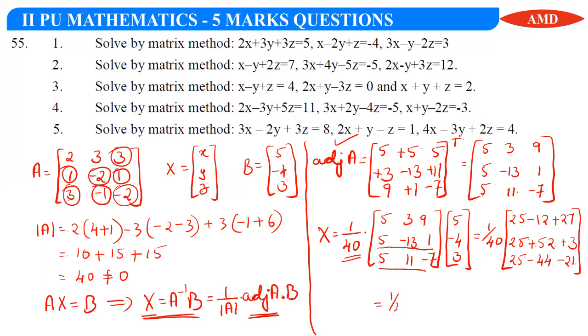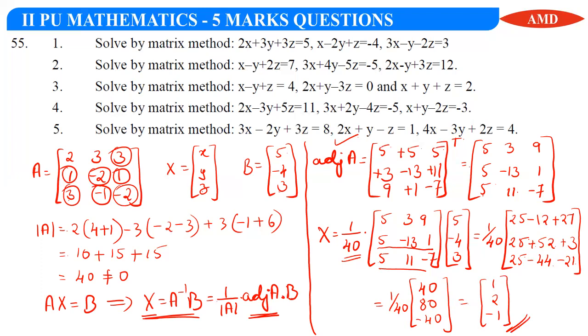So that is equal to 1 by 40 into 25 minus 12 plus 27. This becomes 52 minus 12, that is 40. Next element is 25 plus 52 plus 3. This becomes 55 plus 25, 60, 70, 80 it will be. Yes. Then we have minus 44 minus 21. It is minus 65 plus 25, which becomes minus 40. So if we now multiply by 1 divided by 40, it becomes 1, 2, minus 1. So this will be the final answer.